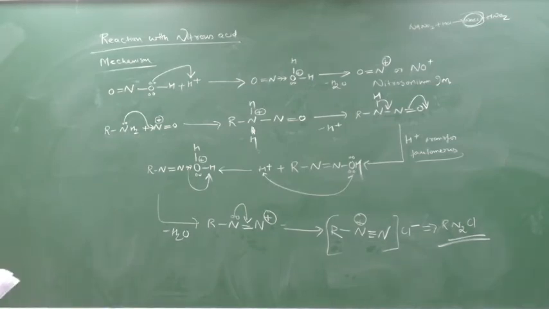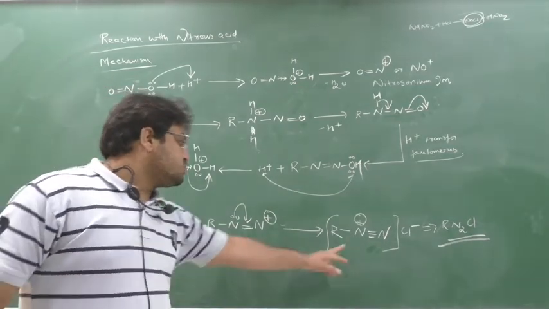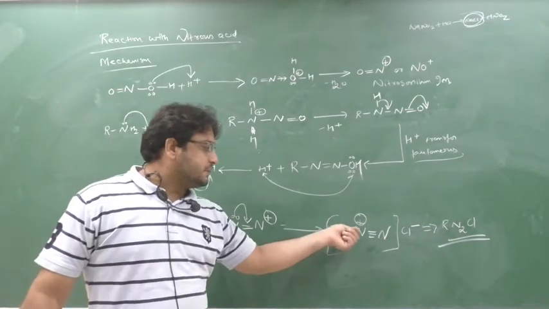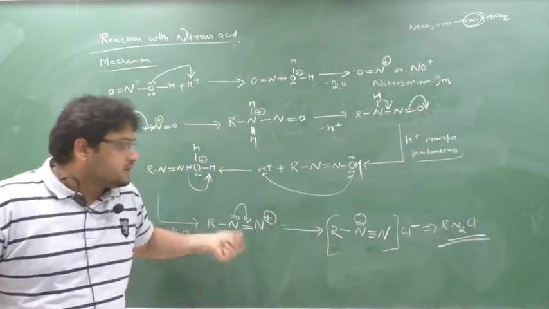Take a screenshot. If you do not understand, when you come to the school, once more I will teach you. Clear? Out of these two species, the center nitrogen getting positive charge will be more stable. Experimentally it has been proved. So that's why I have shifted this here.